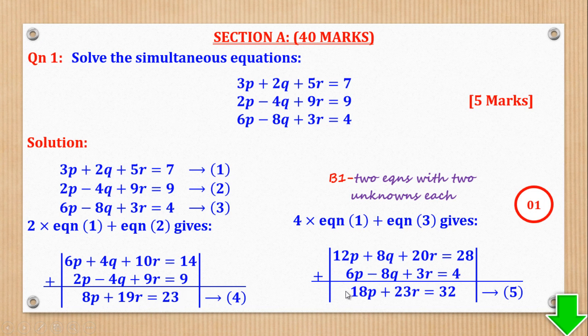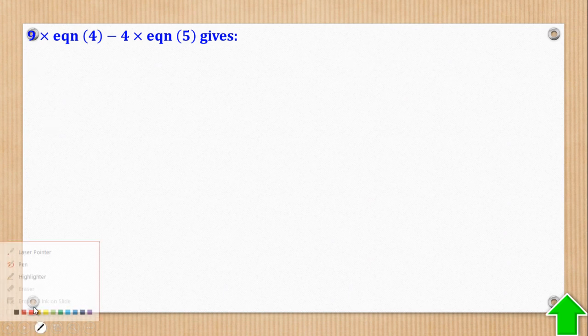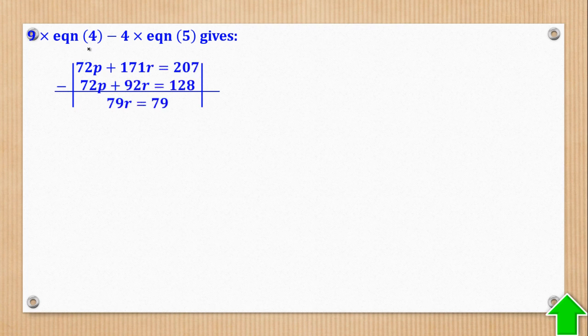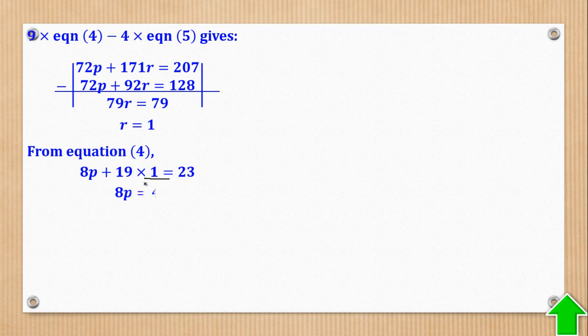Then next is to deal with these 2 equations and see how we can get the values of P and R. So I'll come here and say that multiply equation 4 by 9 and multiply equation 5 by 4. Then you subtract the 2. When I subtract, this minus this is 0, this minus this is that, this minus this is that. So at the end, R is equal to 1. Then from equation 4, I'll substitute for R and get the value of P.